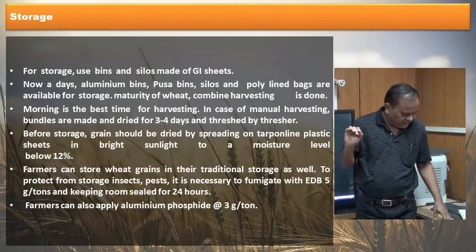Now, what is the average yield of wheat? In India, the average yield is more than 3 tons per hectare, and we have surpassed more than 100 million tons of wheat. Some wheat varieties have a potential yield of even 8 tons per hectare, but it varies across agroclimatic zones.